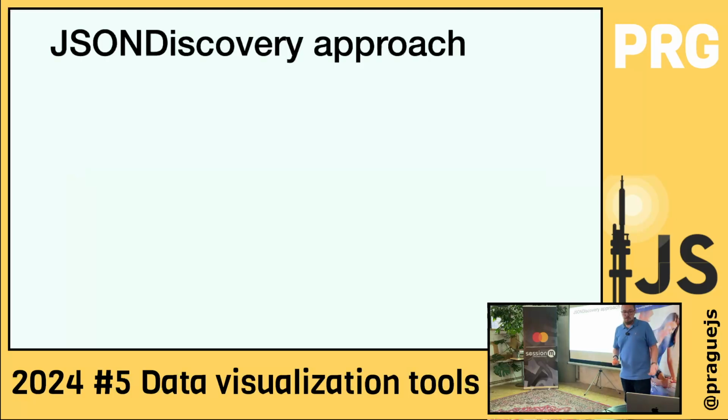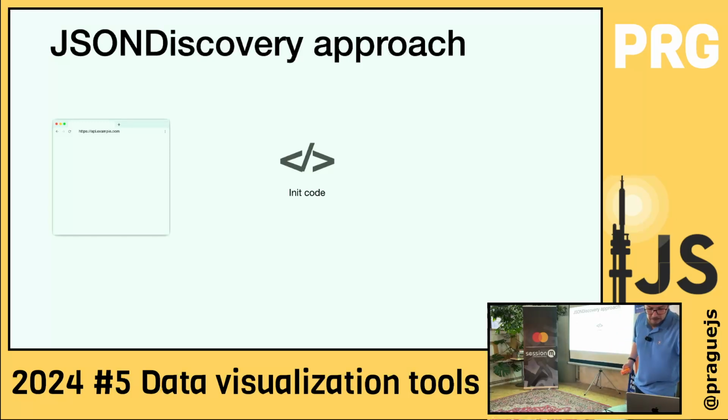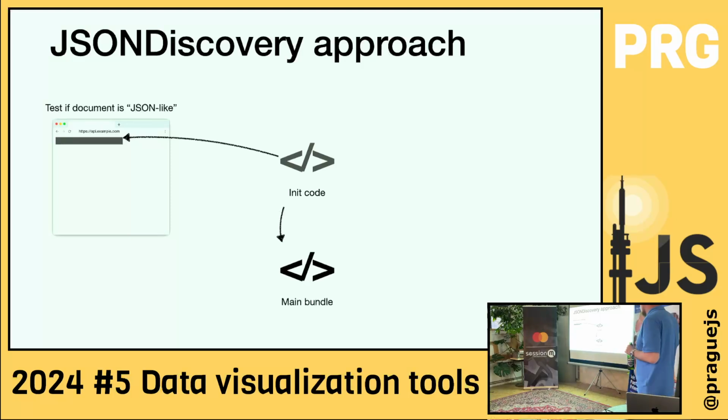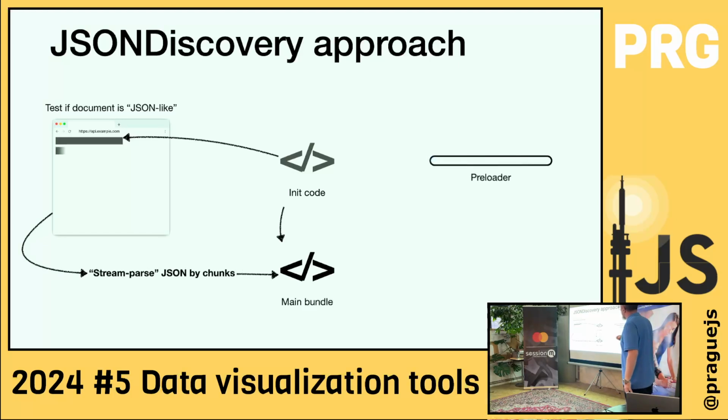So in Discovery, in JsonDiscovery, we have a different approach. We have the same page with some content in it, and we have a small chunk of initialization code. First we test whether the document is JSON-like. If it is, we asynchronously load the main bundle of the application. So first we make sure this is JSON, and then we get to work.